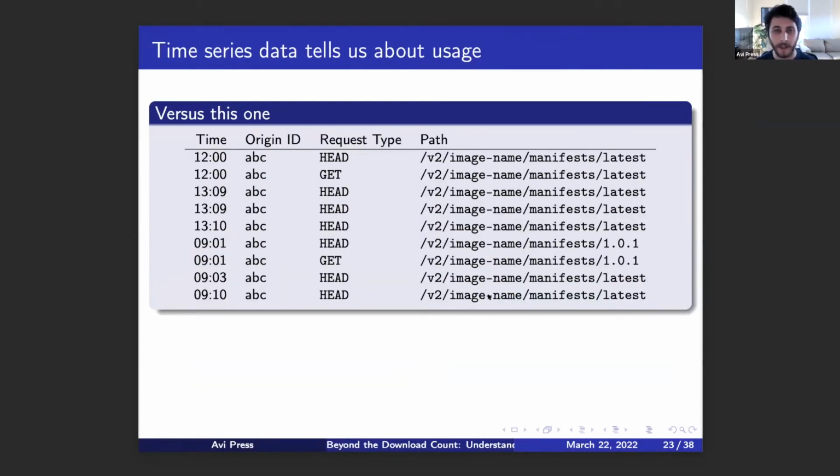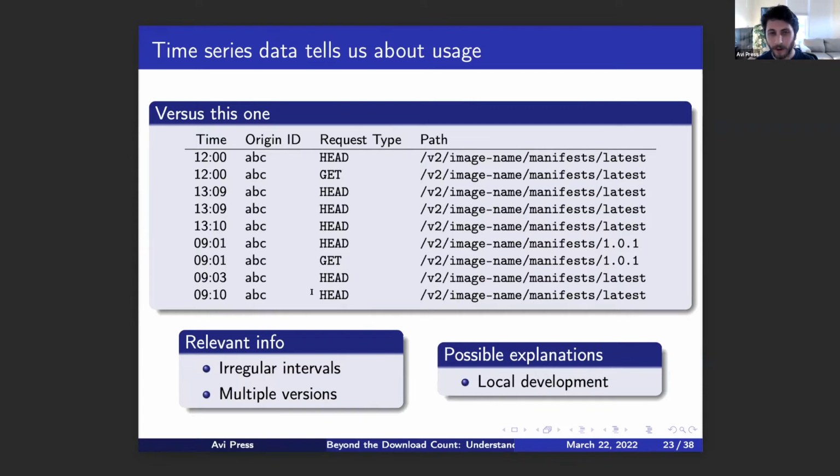Let's look at another example. We see a head request, an immediate get, then they check for updates twice, 9 minutes later, and then again, and then the next day we see head and get on a different version, and then they go back to the old version of latest.